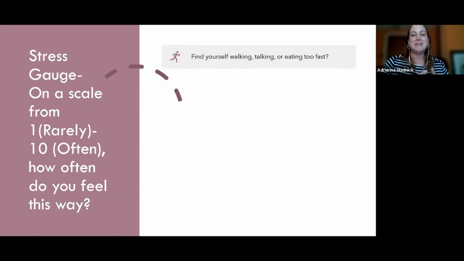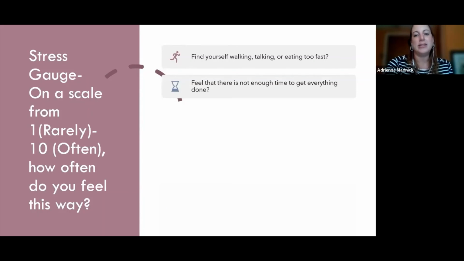So you would think, why would that be stress? We'll talk about it. On a scale of 1 through 10, what would you rate yourself for walking, talking, or eating too fast? How about feeling that there is not enough time to get everything done? How often, on a scale of 1, meaning rarely, to 10, often, do you feel that there's not enough time to get things done? And you guys are in the chat here.